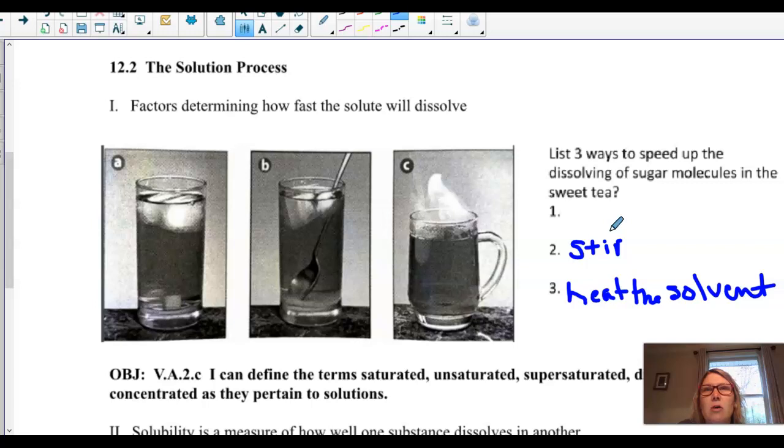Solvation is where the water molecule can get to the solute particles much, much quicker.